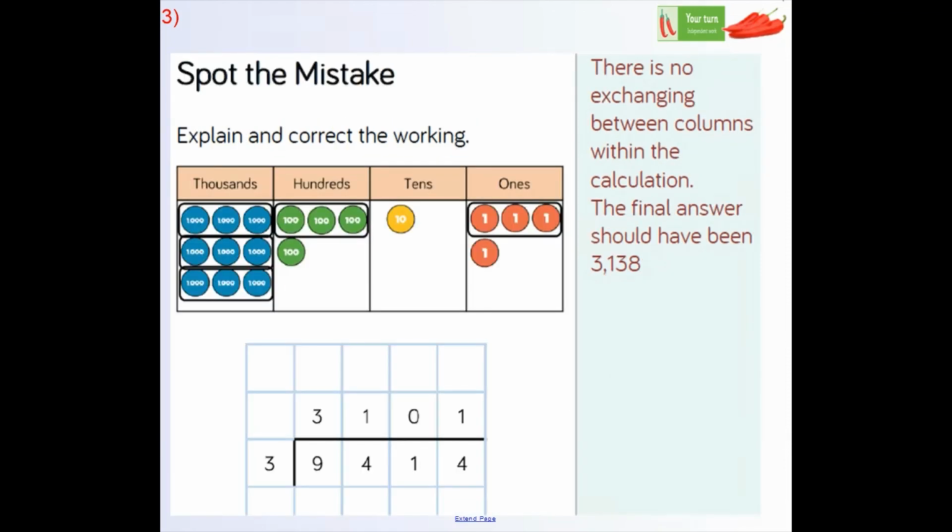And finally, spot the mistake. There is no exchanging between the columns within the calculation. The final answer should have been 3,138. Again. Well, that's Thursday's lesson complete.